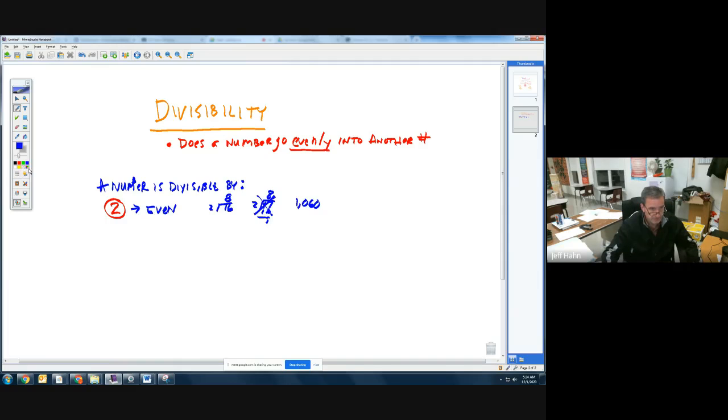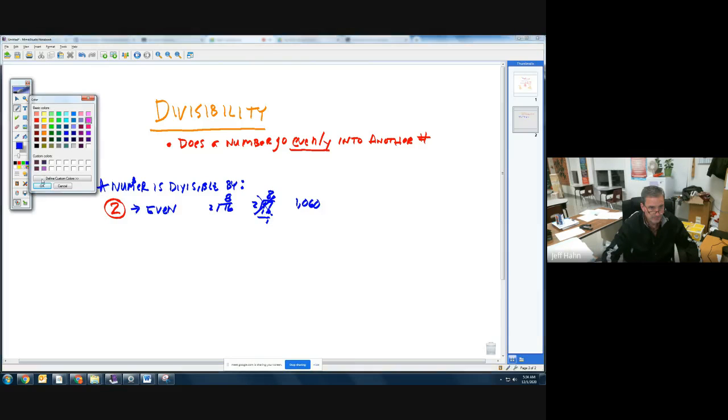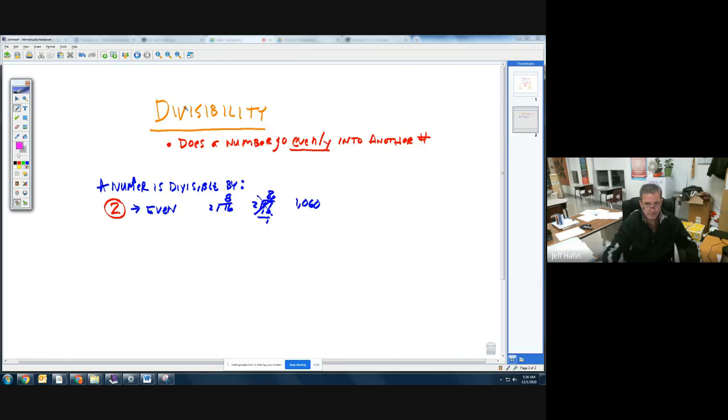Let me give this to you and let's change colors. Let's go with this pink. Haven't used pink in a while. Here are the big ones that you kind of need to know. A number is divisible by 3.